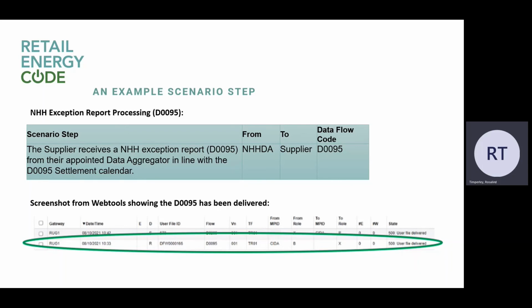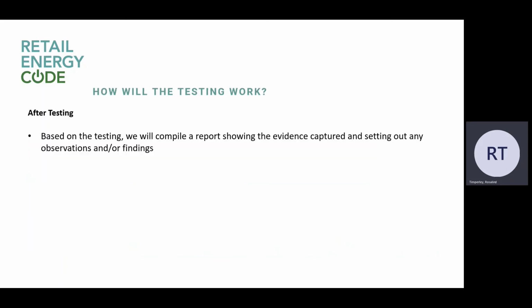And evidence will also be captured showing successful loading of that flow into the supplier's systems. And this is the first step in the scenario. So we then go through the subsequent steps, sending and receiving those flows and capturing the associated evidence, and then we move on to the next scenario. And once we've been through all of these scenarios and we've completed them, we will compile a report showing the evidence captured and setting out any observations and/or findings. And that concludes the DTN testing.